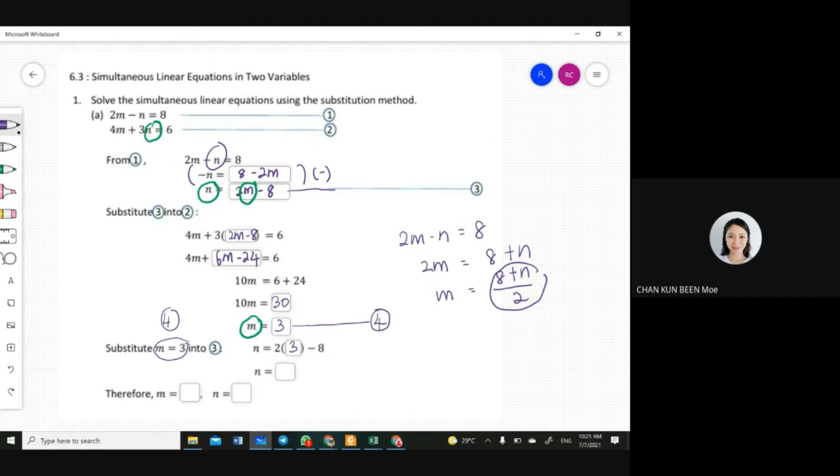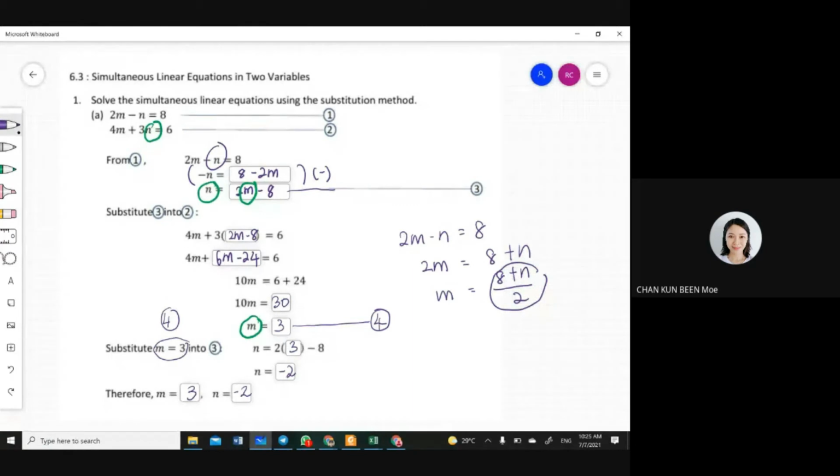2 times 3 equal to 6, right? 6 minus 8 is negative 2. Therefore, the value of m is 3 and n is equal to negative 2. So finish already for the first question.